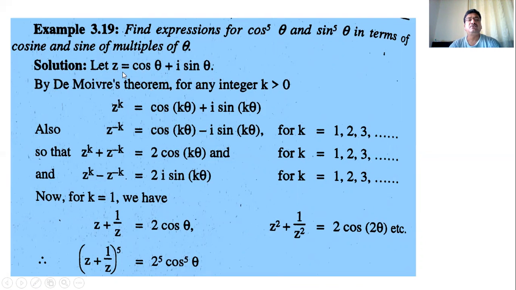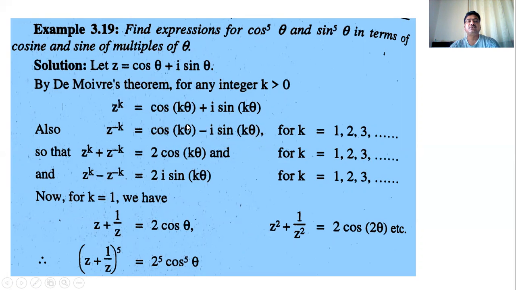Suppose z is cos theta plus i sine theta. Then by De-Moivre's theorem, suppose k is an integer, then z raised to k, that is cos theta plus i sine theta raised to k, is cos k theta plus i sine k theta. And z raised to minus k is cos minus k theta plus i sine minus k theta.